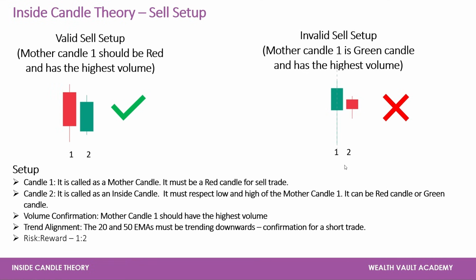Let's move to the sell setup rules. The first is a valid sell setup, and the second is an invalid sell setup in the image. Now let's see the rules.